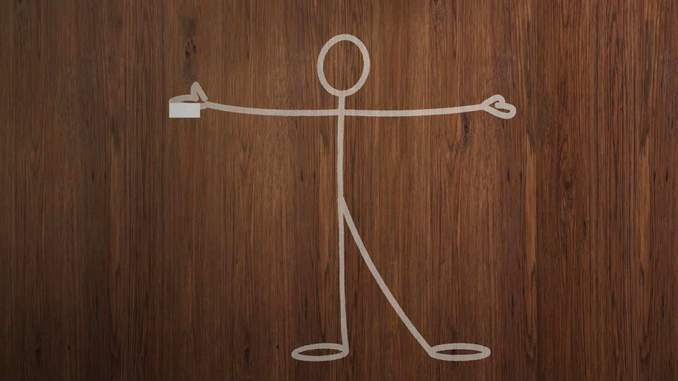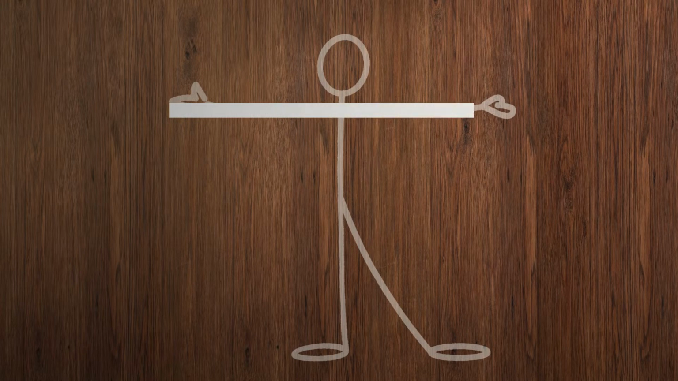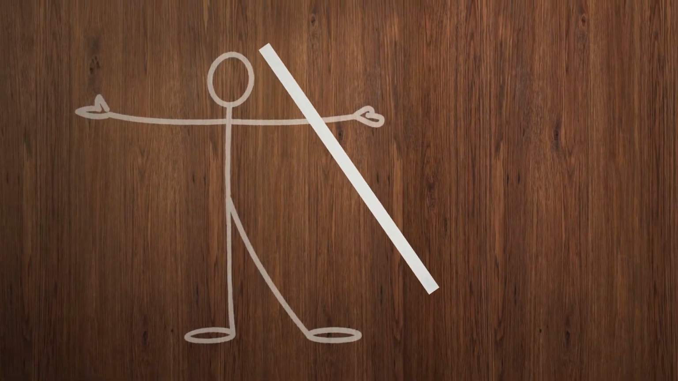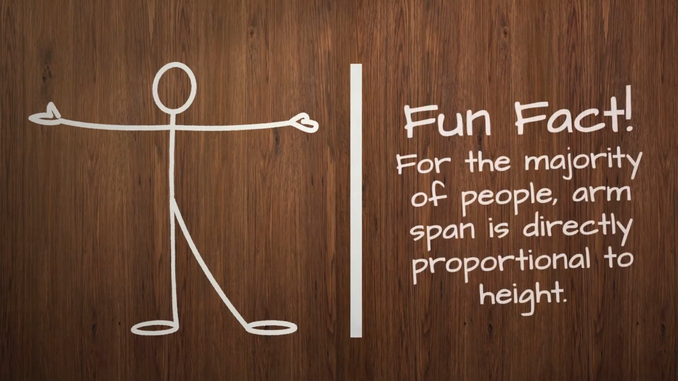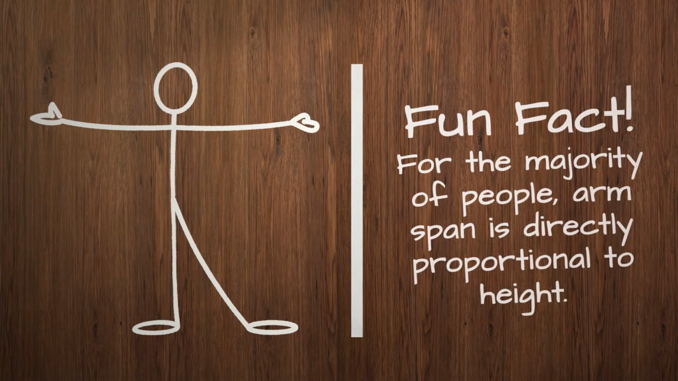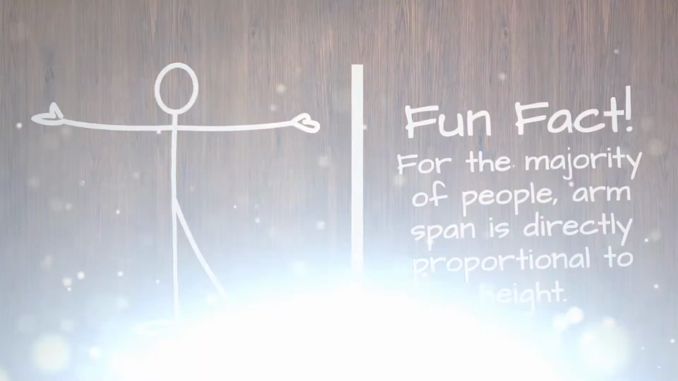Holding the roll of paper in one hand, stretch your arms out and cut or tear the paper at that length. Did you know that you just estimated your height as well? That's right. For the majority of people, arm span is directly proportional to height. Let's keep this relationship in mind as we move on.